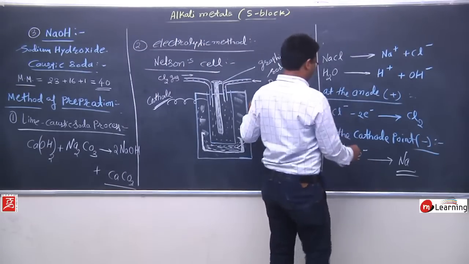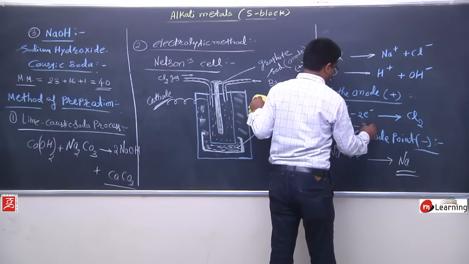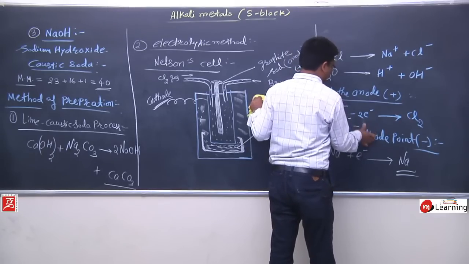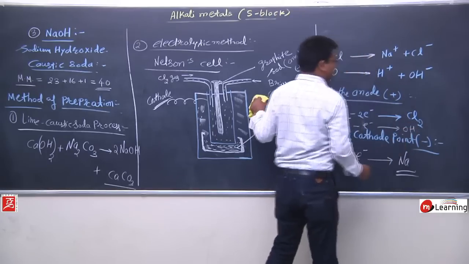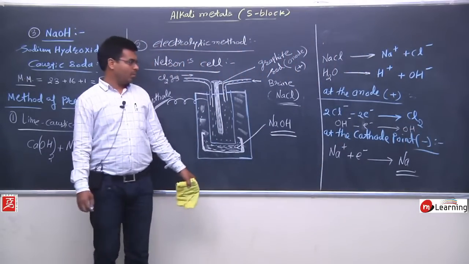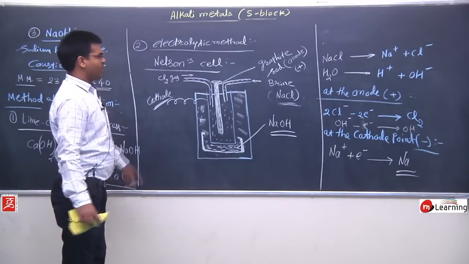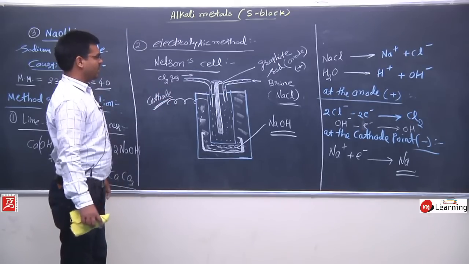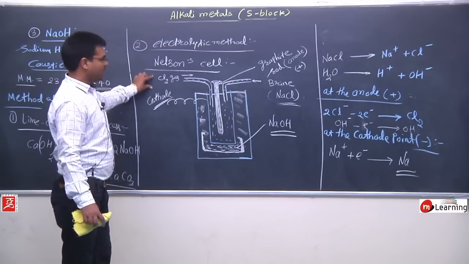At anode points also OH negative ions receive electrons, a single electron, and convert into hydroxyl OH. So the different modes of preparation of sodium chloride: Nelson cell, graphite rod, brine, sodium chloride NaCl, NaOH, chlorine gas, and cathode.